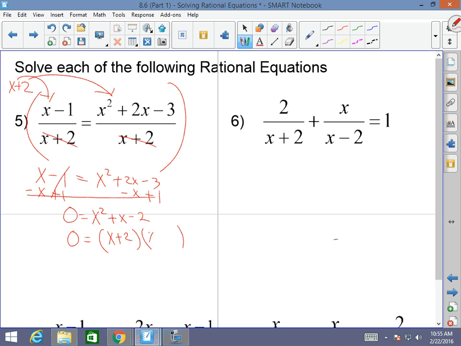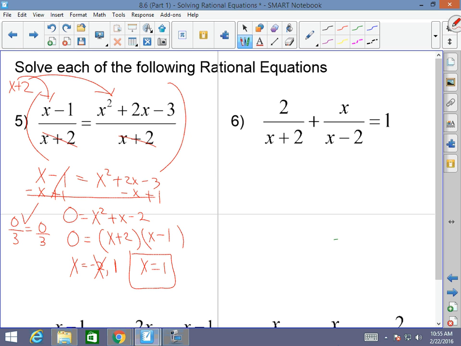X plus 2, x minus 1, 0 product property, x equals negative 2 and positive 1. But wait a second, it can't be negative 2, so automatically you know it's going to be x equals 1. Okay? And if you want to check it, we can. 1 minus 1 is 0 over 3, so that equals 0. So 1 squared is 1. 1 plus 2 is 3. 3 minus 3 is 0, so I also get 0 over 3 here.